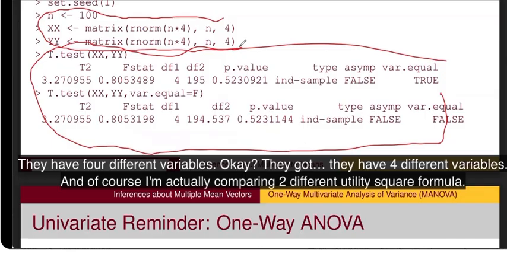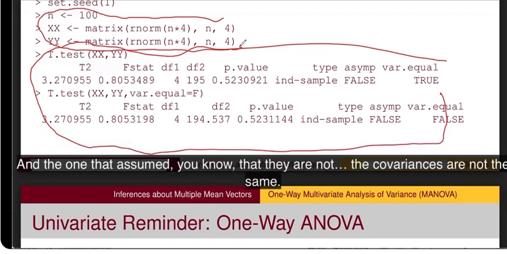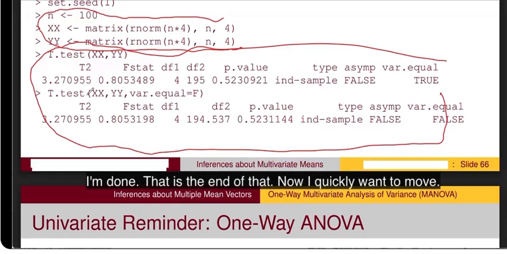And of course, I'm comparing two different T-squared formulas. The T-squared formulas I'm comparing here are the finite-sample ones, not the asymptotic one. I'm comparing one that assumes equality of covariances and one that assumes the covariances are not the same. I'm done. That is the end of that.